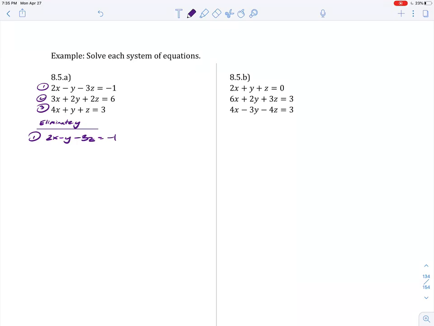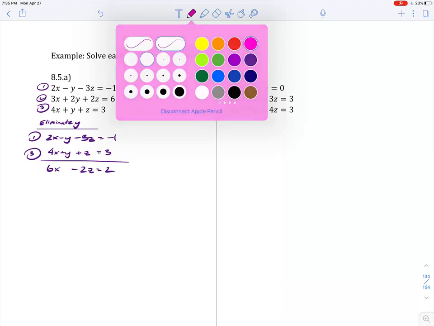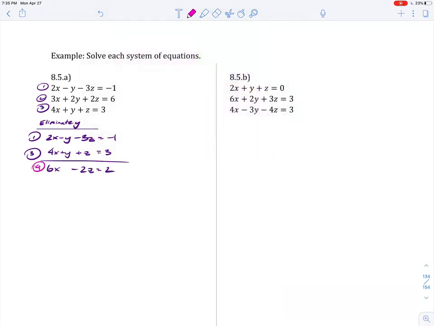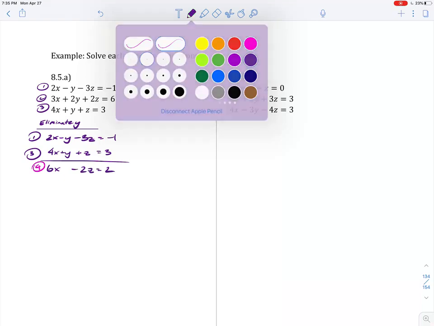So equation 1. Also, don't forget to just try these on your own. See what happens, and then check this video to see if you did it all right. So that gives me 6x, the y's eliminate, equals 2.